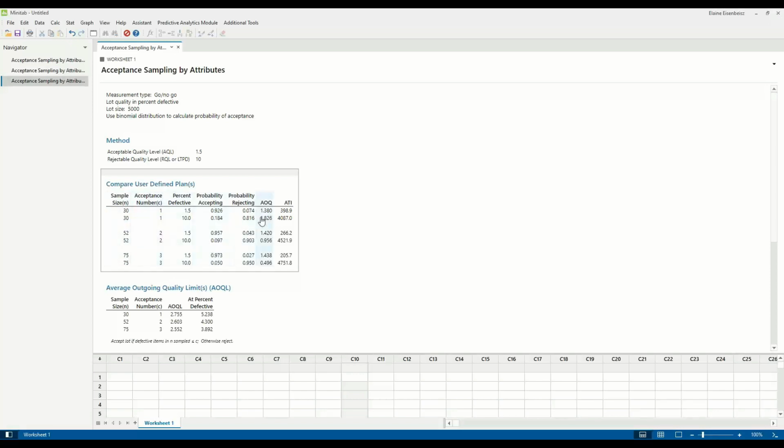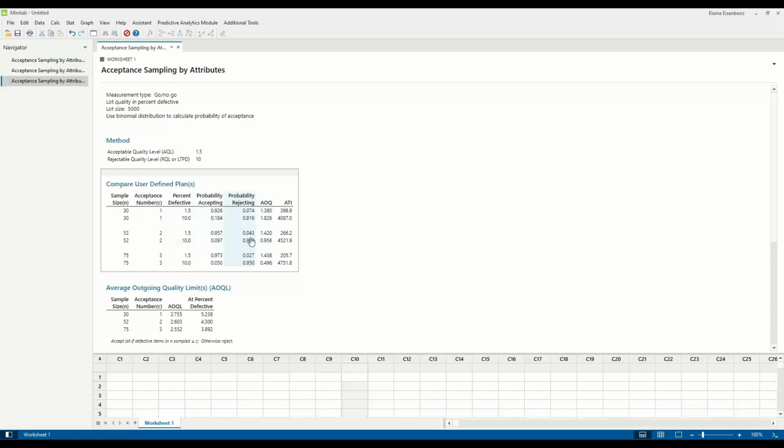But here's our probability of rejecting and our probability of accepting. The producers are on the top and the consumers are on the bottom. Right here, they have a pretty high probability of accepting. Here's our probability of rejecting, about 80%. Here's our 52 and 2 right here. So you can see it's a little different here. It's like 0.07. You're going to reject more on the producer side if you have the 30 and 1. And you're going to reject less on the consumer side, about 10% less, if you do the 30 and 1.